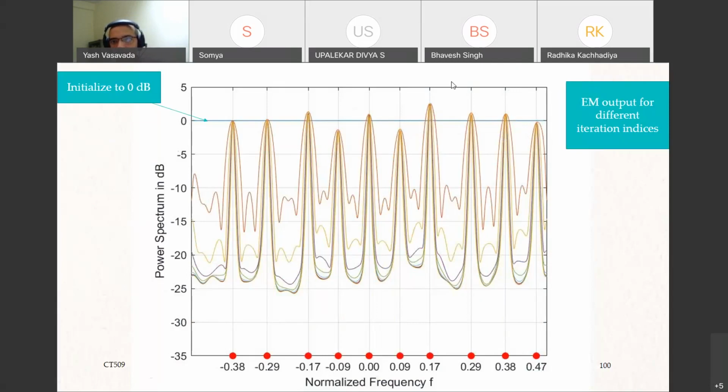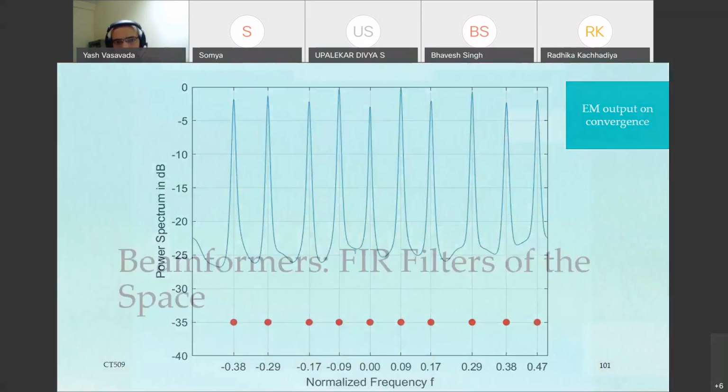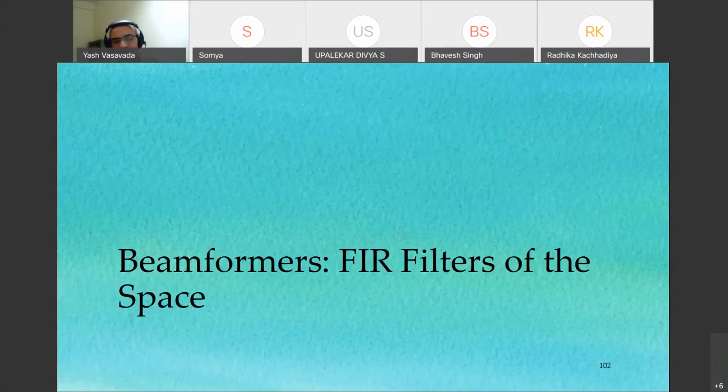Okay, all right. So now this is the end of the main material on the direction of arrival estimation. Now, the rest of the slides for today are going to be on beamforming.